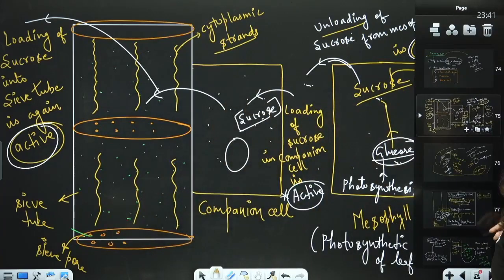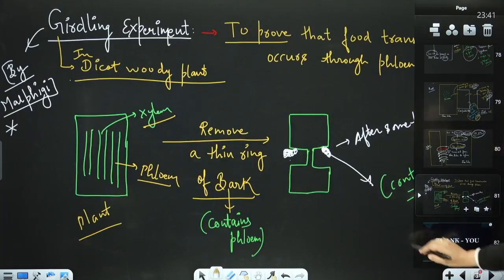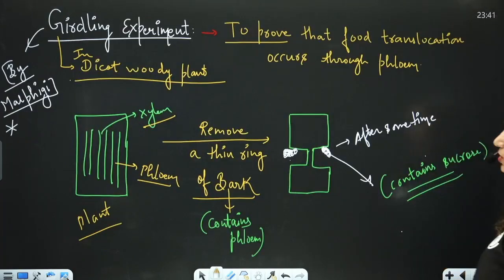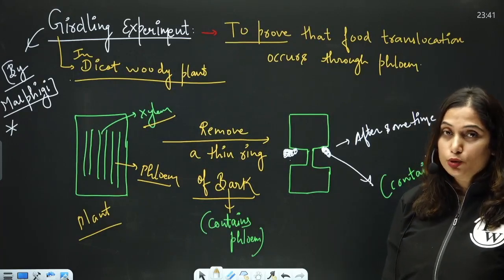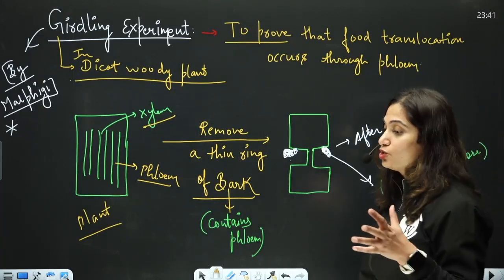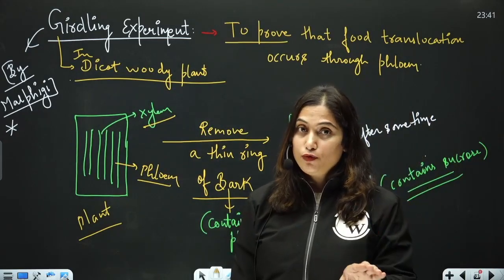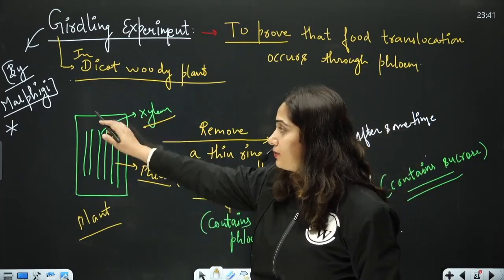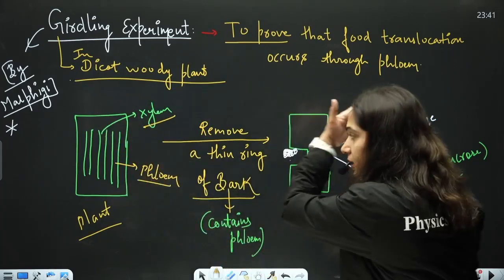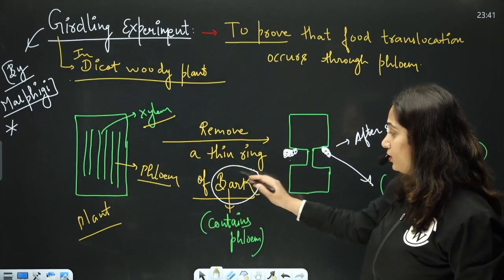Then finally comes the girdling experiment. What is the girdling experiment? This is the experiment which actually proves that the translocation of food does not occur through xylem but through phloem. And what we do in this experiment: we take a plant, and we remove a thin ring of bark.